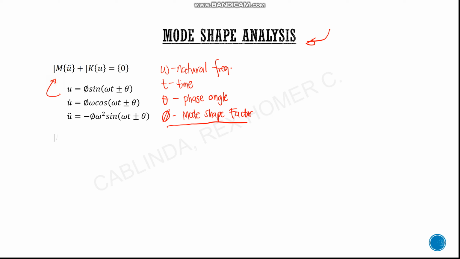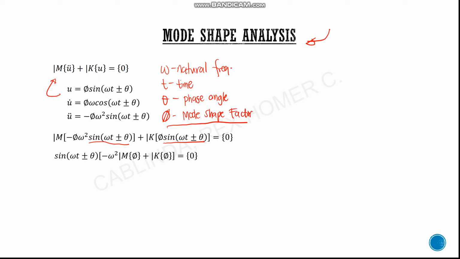It will be in this form. If you notice, we have a common factor, sine omega t plus minus theta, and then we can just remove that. We factor it out and divide that value out of the whole equation. We are then left with negative omega squared times the mass matrix times the phi, or the mode shape vector, plus the stiffness matrix times the mode shape vector.